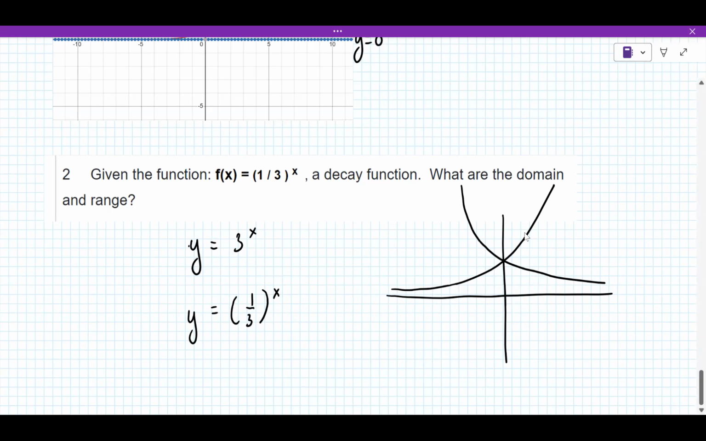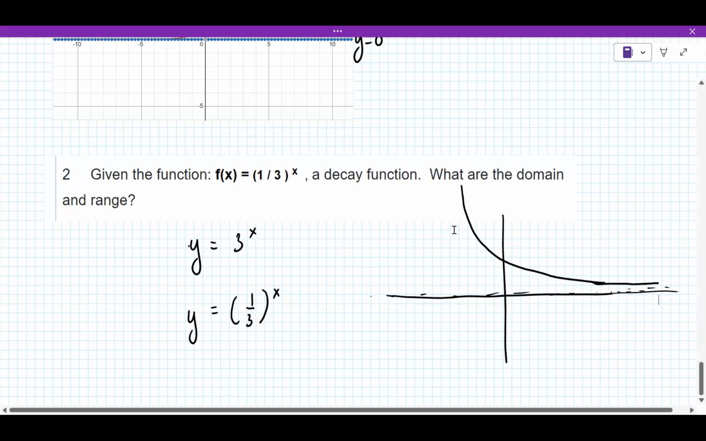Now we're interested in the one on the right. Okay, this one that goes to the right here. Do you see that it approaches 0 again, but never crosses 0? Yes. That's important. That's really important.